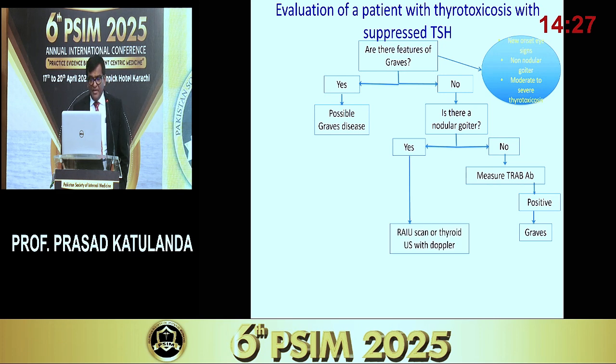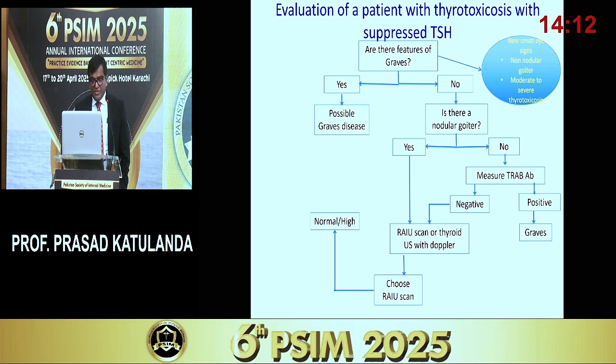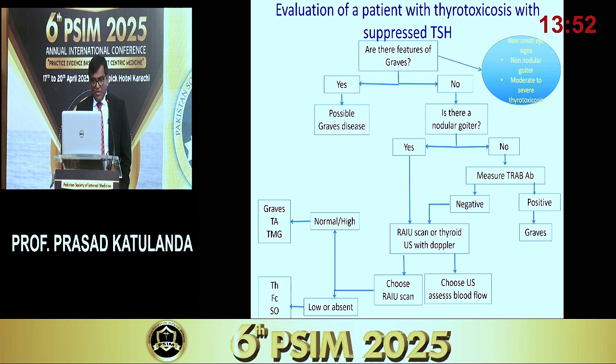If not, we need to generally do either an uptake scan or thyroid ultrasound with Doppler measurements, and even if the antibodies are negative, this may be the route that we need to undertake. Then if we choose the uptake scan, if it is high or normal, the possibilities are Graves' disease, toxic adenoma and toxic multinodular goiter, which have unique appearances. And if it is low or absent, we need to think of thyroiditis, factitious thyrotoxicosis, and struma ovarii.